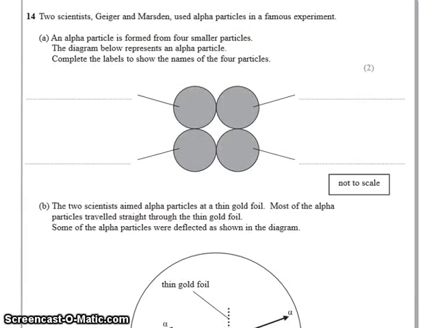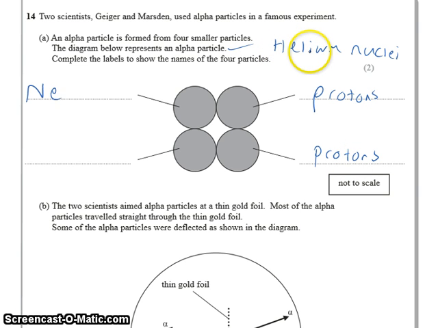Right, the next question, the last one, is about the Geiger-Marsden experiment, or the Rutherford experiment. An alpha particle is formed from four smaller particles. The diagram represents an alpha particle, and you've got to complete it. Well, hopefully you're aware that an alpha particle is a helium nucleus, and a helium nucleus is made up of 2 protons and 2 neutrons, so it doesn't really matter which one we choose here. I'm going to call these 2 protons, and the other 2 are going to be neutrons.